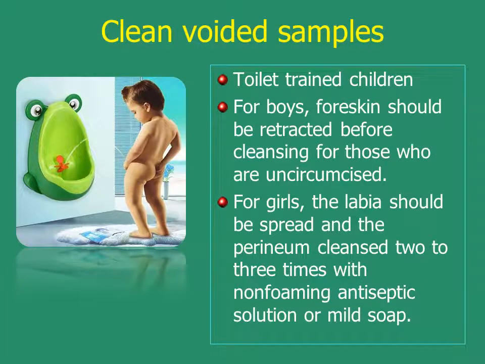A clean catch midstream urine specimen obtained after proper cleansing of the external genitalia is satisfactory for most diagnostic purposes in children who can void on demand. During cleansing and voiding, the risk of contamination can be minimized by having young girls sit backward on the toilet seat and gently spreading the labia in girls, and in uncircumcised boys retracting the foreskin.